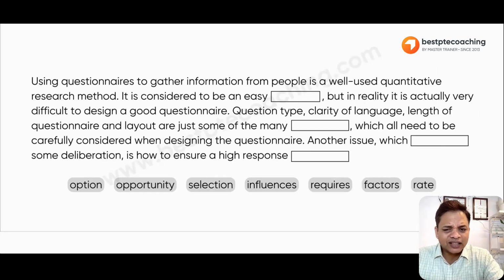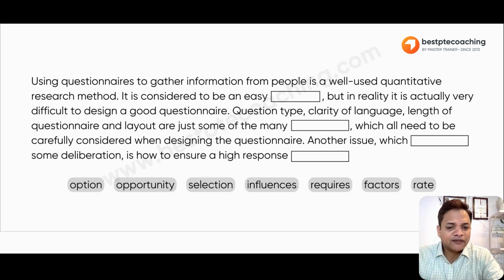Using questionnaires to gather information from people is a well-used quantitative research method. It's about questionnaires as a quantitative research method. That's the topic. It is considered to be an easy blank. It should be a singular thing, right? I'll go into grammar later. Easy what? Singular is needed. Easy option, easy opportunity, selection, influences, requires a noun. So easy option is the correct answer.